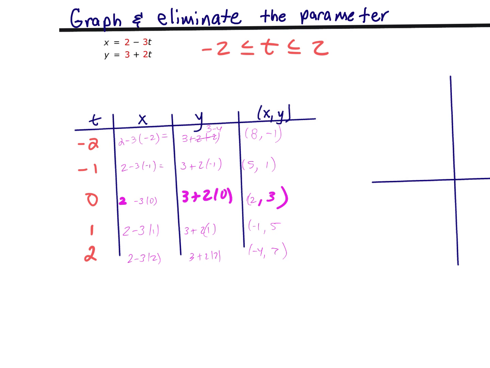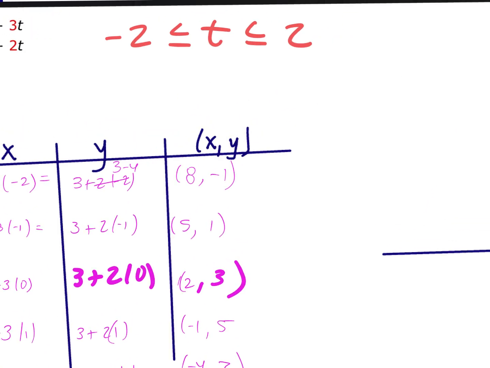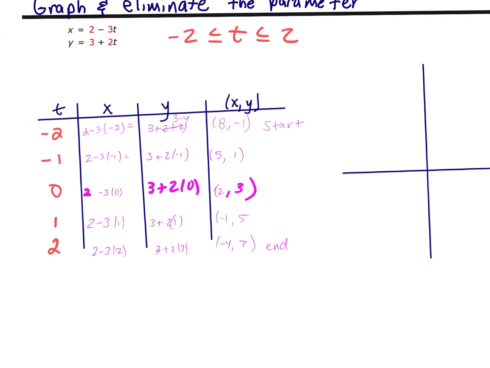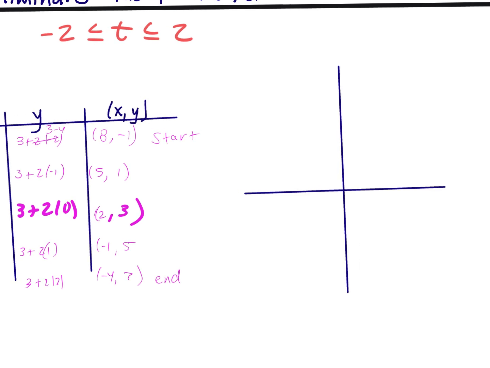Now, what do we do? We graph these points. If you want to remind yourself, this is where you're going to start when you connect your dots, and this is where you're going to end. That might help you with your direction. You always start with the smallest t value. So I'm going to draw just a basic graph: 1, 2, 3, 4, 5, 6, 7, 8.